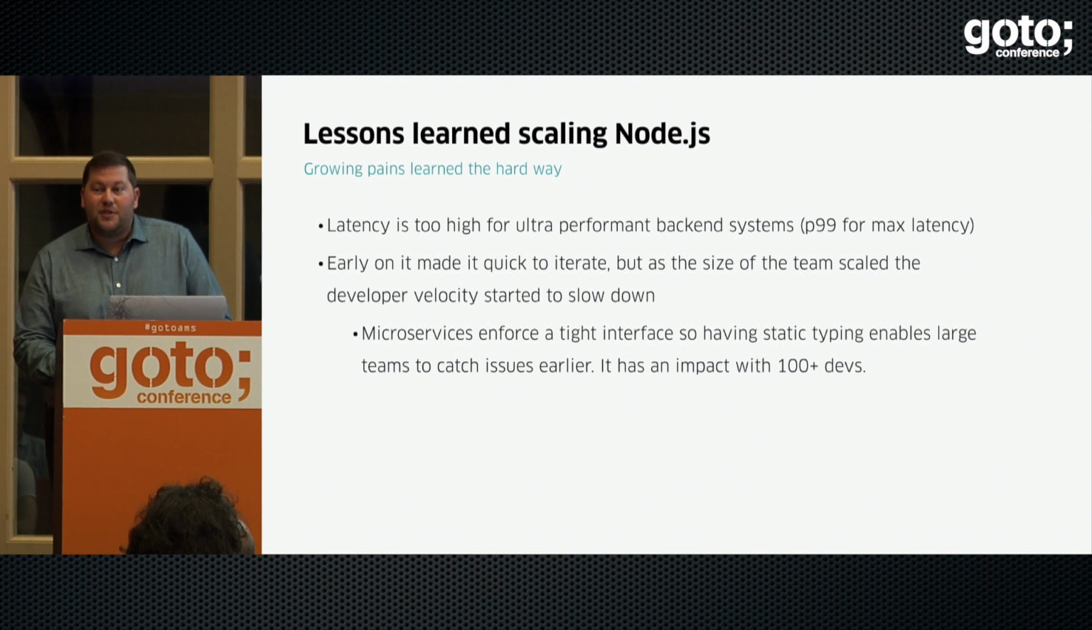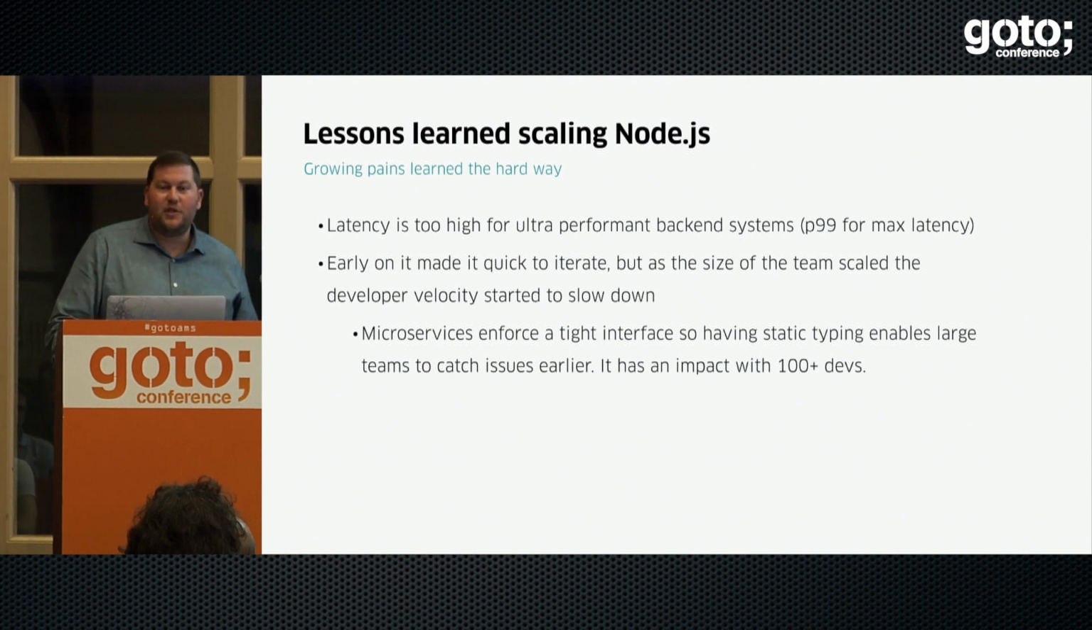Again, using microservices gives us flexibility and makes everything independent, but it also requires you to have a tight interface between the different services. So if you rename a field in one place, now all of its dependencies need to adopt that. And so, again, microservices require a tight interface, and by using languages that support static typing, you're able to enforce that much earlier in the process. And so when you have large development teams contributing, this starts to really have an impact at over 100 developers. And so it allowed us to catch issues at build time rather than at runtime.